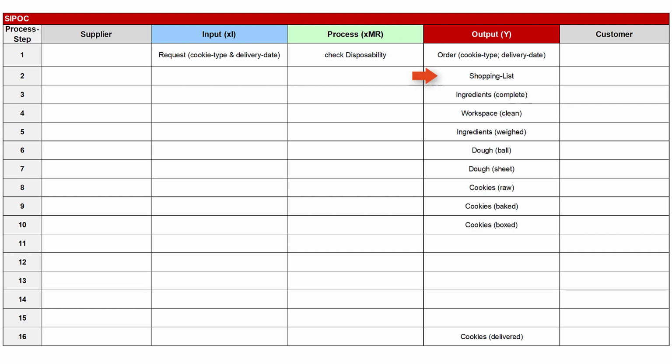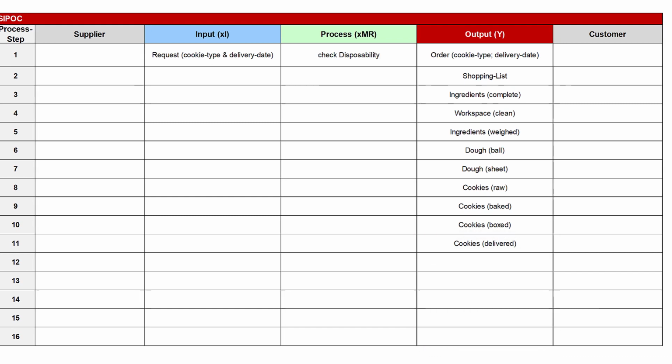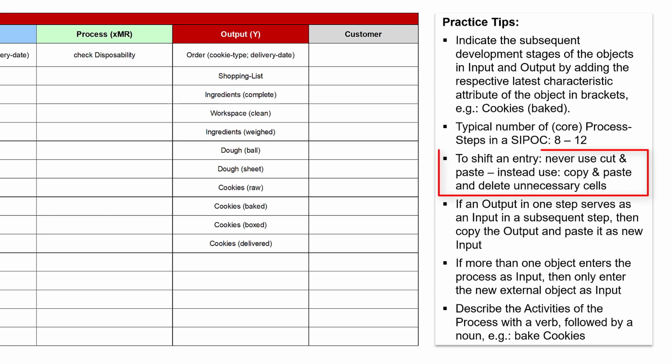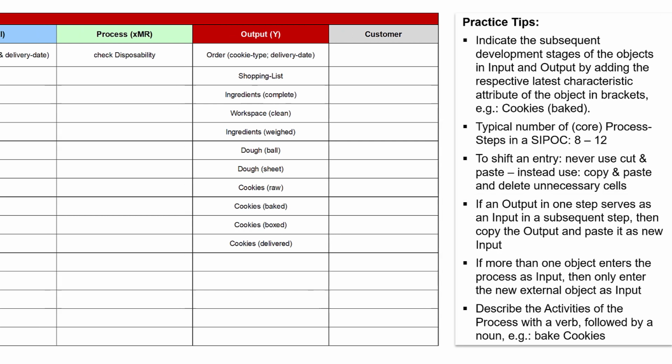Thereafter, the next output is a shopping list. Then we have the ingredients completed, the workspace clean, the ingredients weighed, the dough as a ball and the dough as a sheet, transformed to the cookies raw, the cookies baked and boxed. Then comes the last output, cookies delivered. To close the gap in the table, I copy this entry, paste it under cookies boxed and delete the last entry. Please never use cut and paste in Sigma Guide. Otherwise, the cell references in the following tools will be wrong.